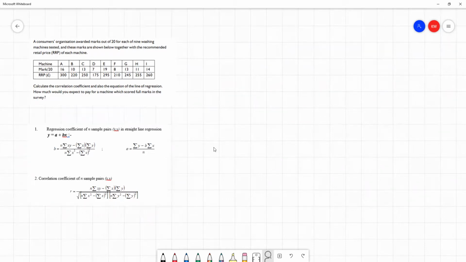So in a question like this, we'd always create a table that looked a bit like this. We'd have x, y, x times y, x squared and y squared. And we would start off by listing each one. So for machine A, our value for x is 16, our value for y is 300. X times y, if we do that quickly, is 4,800. X squared is 256, and y squared is 90,000.